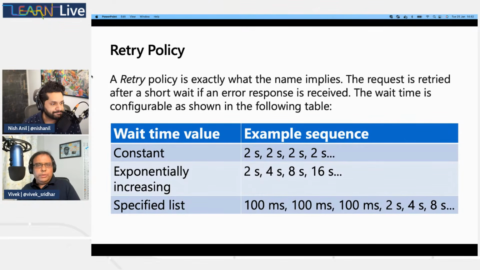Nish, when we talk about partial failures, what could be an example? Like if a container is moving from one node to another node, or maybe a network outage, or anything else? Right. Any other examples of partial failures?